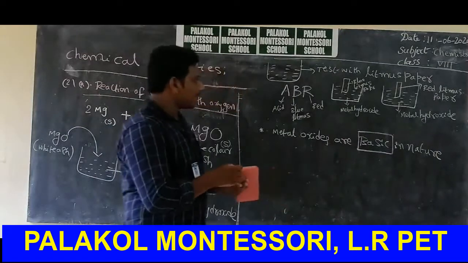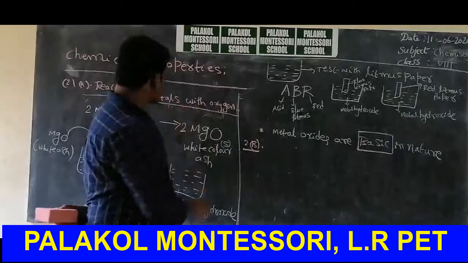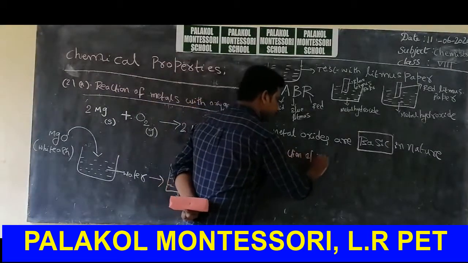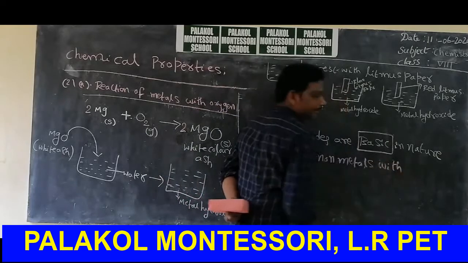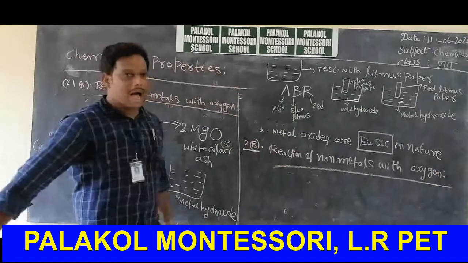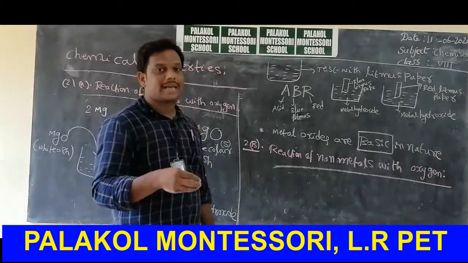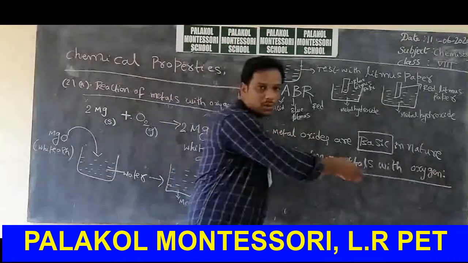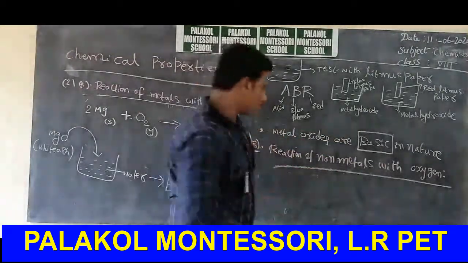Okay, now we go for another chemical property, that is 2B, reaction of non-metals with oxygen. We already discussed something about this in the comparative study. Already we took a deflagrating spoon, and in it we took sulfur powder and introduced it on the spirit lamp. After burning takes place, we introduced it into a jar covered with the lid. After that, remove the deflagrating spoon.